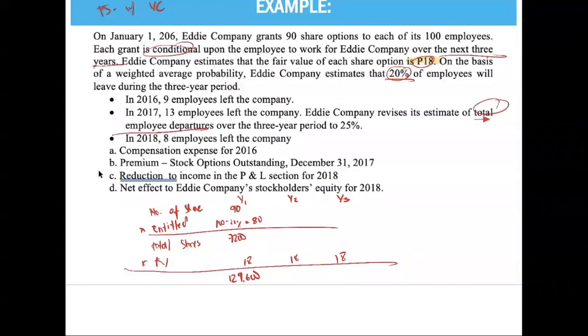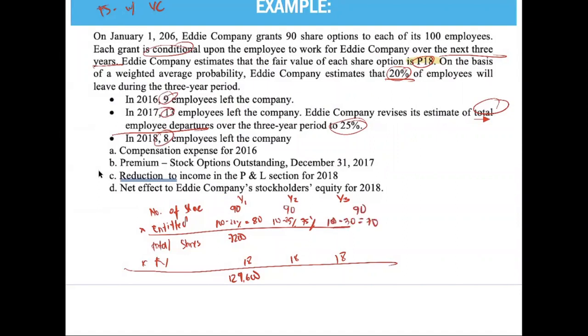Next, for year two, in 2017, 13 employees left, and the company revises its total employee departures. Take note, total employee. So if that is already considered total, we need to deduct the 25% as a whole. So 100 less 25%, so we have here 75. And then for year three, what is the actual number of employees that left? 9, 13, and 8. 9 plus 13 plus 8, so we have 30 employees. So 100 less 30, so we have 70.